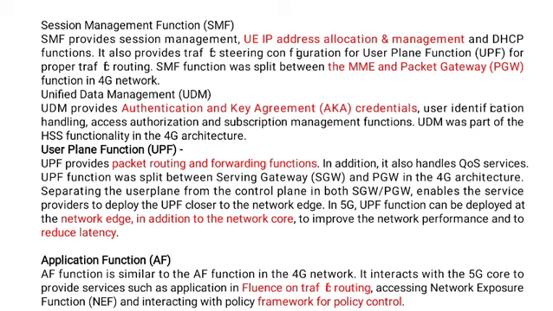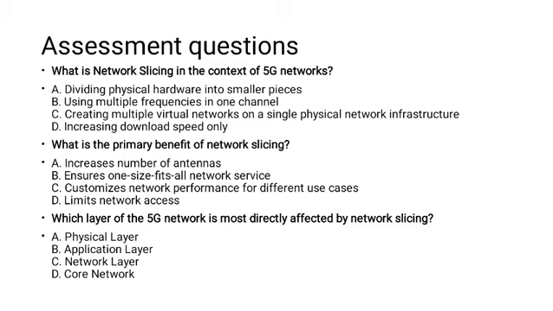The last one is the application function. Application function is similar to the AF function in 4G. It interacts with the 5G core for services such as influence of traffic routing, accessing network information, and interacting with the policy framework for quality control.